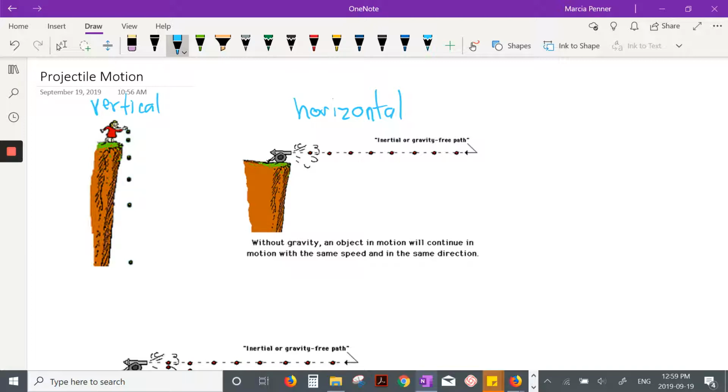So if we were able to magically remove gravity, an object would continue its motion with the same speed and same direction. And we're going to learn a lot more about this in our next unit when we talk about forces and look at Newton's 3 laws of physics, or 3 laws of motion. Anyway, but as I was just saying, we don't see this very often.